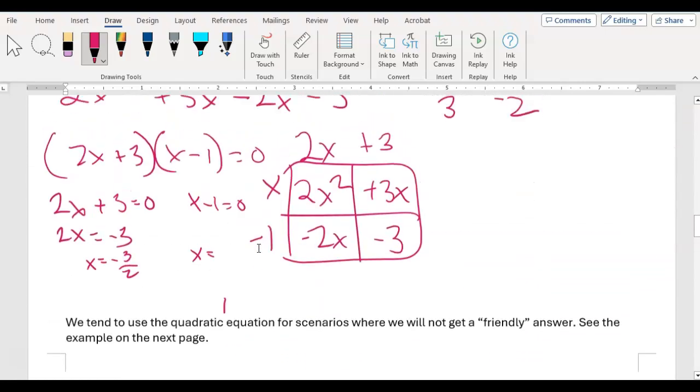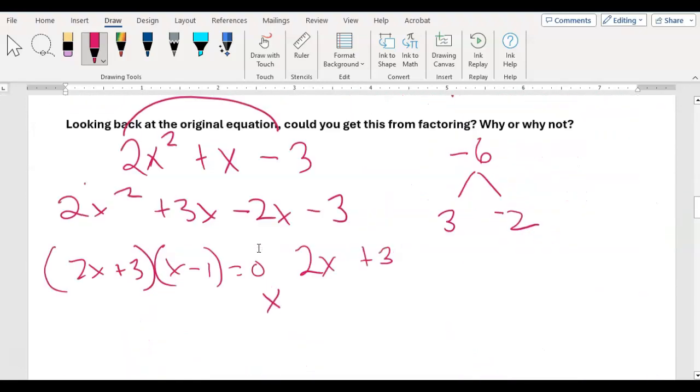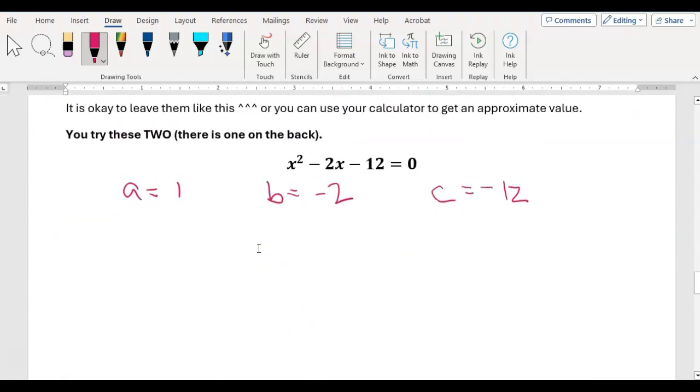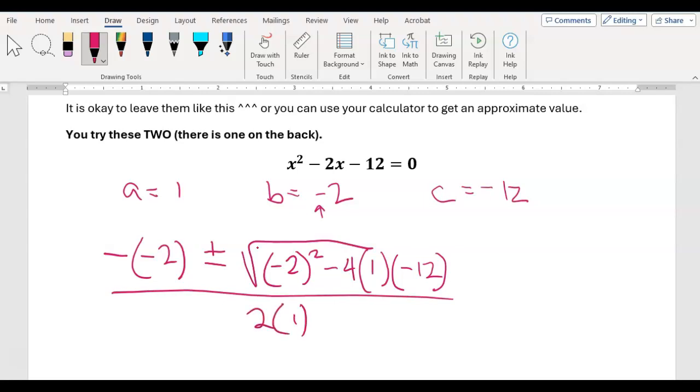So I'll go back up and look at my equation, and it is negative b plus or minus. So negative b. Now notice there's a negative in front of this 2. So this would be negative 2 plus or minus the square root of negative 2 squared, b squared, minus 4 times a, which is 1, times c, which is negative 12, all over 2a, or 2 times 1, right?